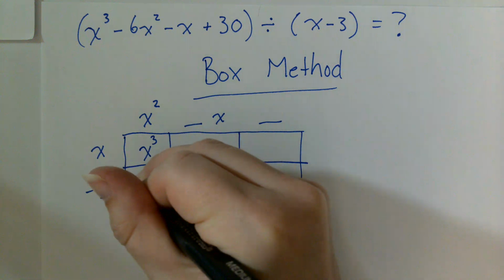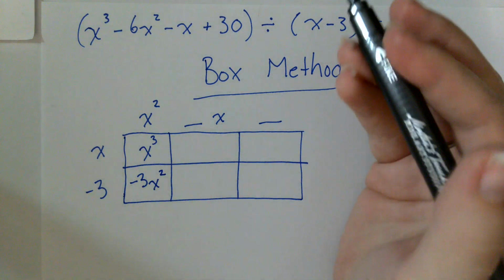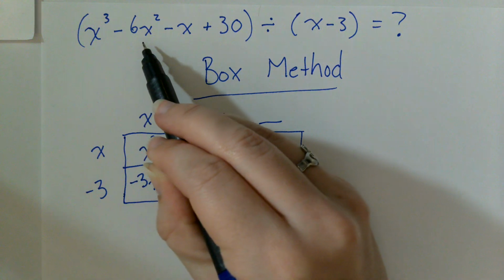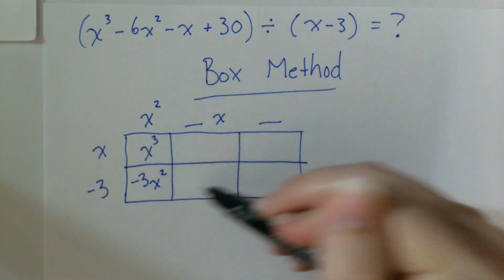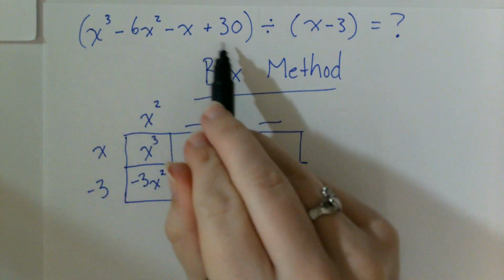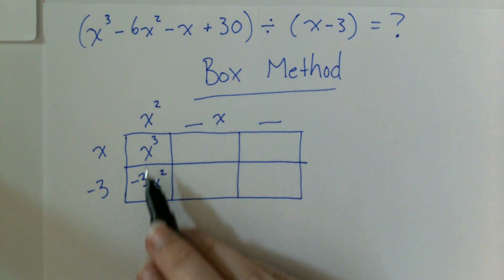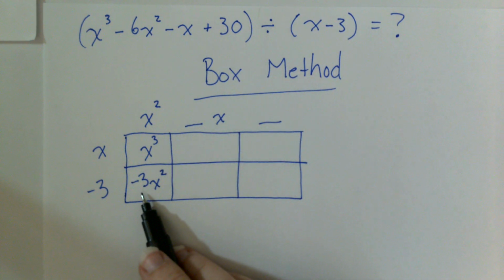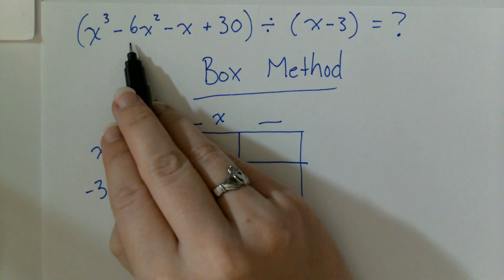times negative 3. That's going to be negative 3x squared. Okay, now I need to start looking back at what I need to be getting in my boxes. Remember, ultimately, all these boxes should add up to this in the end. So I'm trying to figure out what goes up here to get that. So right now I have a negative 3x squared. I want to end up with a negative 6x squared total.